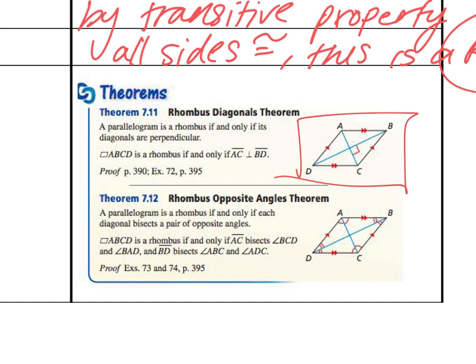So if you look, this diagonal here bisects angle A and angle C, and then the same thing with the other diagonal. I'll change to blue here. This diagonal bisects angle D and angle B.